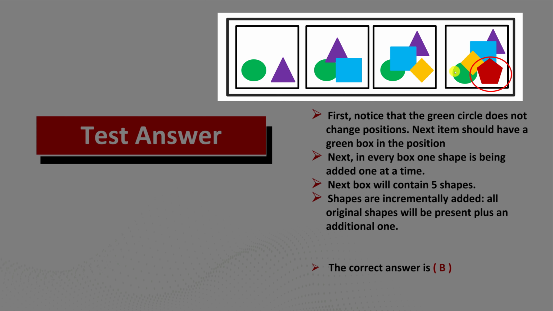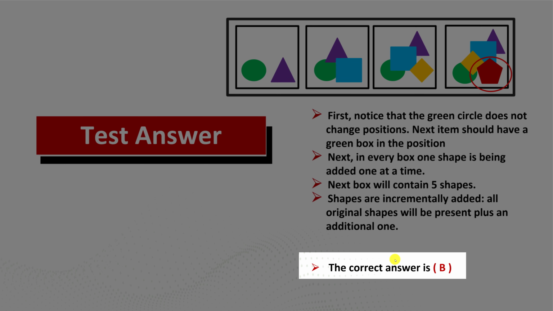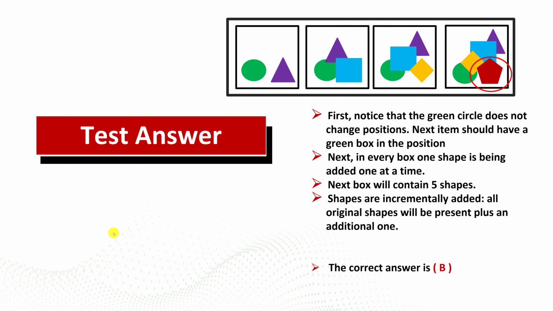So we can assume safely that the item that we will pick should have a green circle in the bottom left corner, and it should have 5 items, and it should contain all original items present in the first 3 squares. This leads us to the correct answer in the choice B. Hopefully you've nailed this question and now know how to look for the patterns in the test.